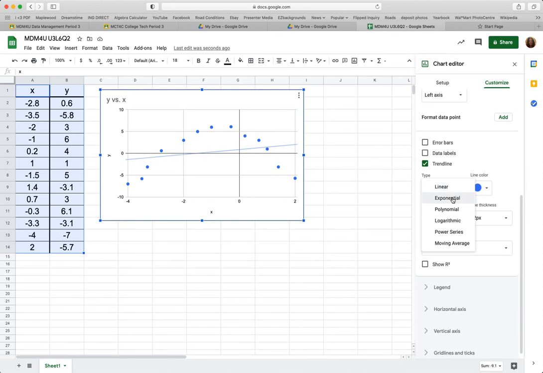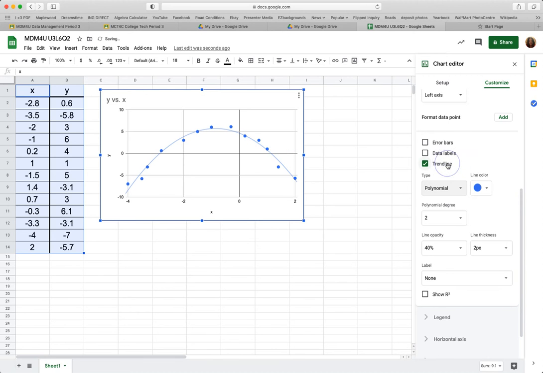Now to me, it does not look exponential. It does not look logarithmic. It does not look like a power series. It looks like it's some sort of polynomial. So we're going to click on polynomial, and it's going to start by putting a quadratic on.